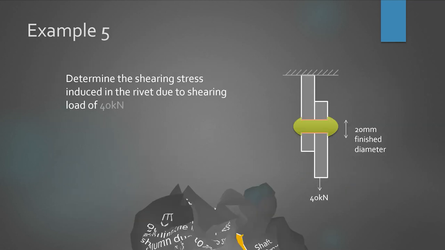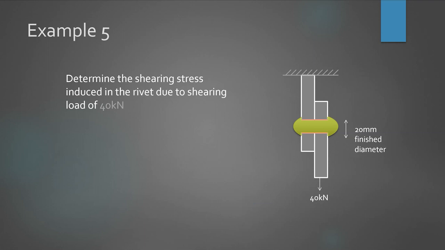And now we go to the example number 5. Okay, determine the shearing stress induced in the rivet due to the shearing load of 40 kilonewton. Okay, if you see here, ini rivet ni adalah one type of connection, rivet connection between steel with steel, macam contohnya you ada 2 steel plates, you nak connect it together, then you akan pakai rivet. Okay, jadi rivet ni dia dah tulis kat sini 20 mm finish diameter.